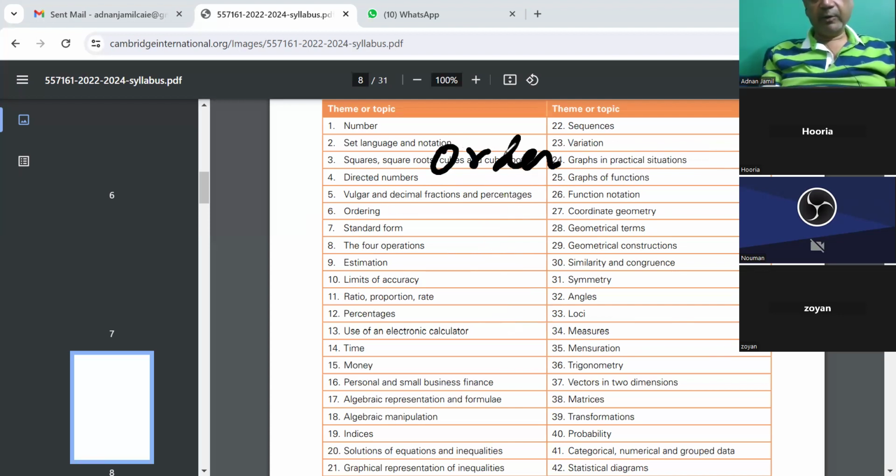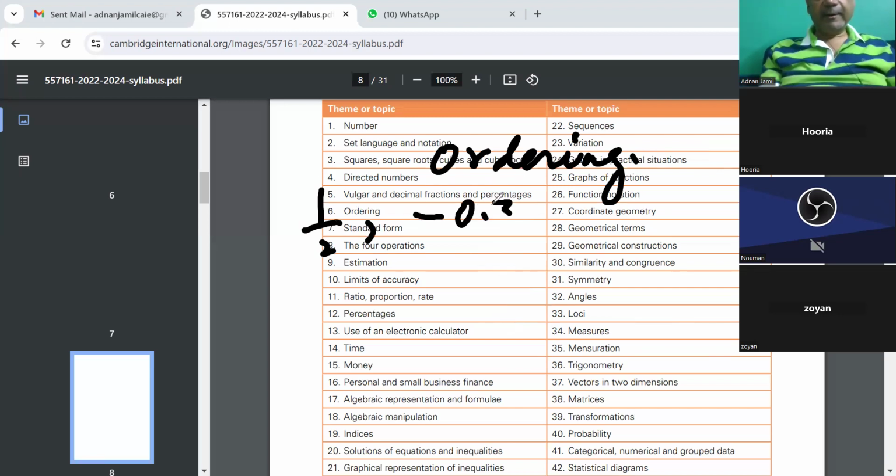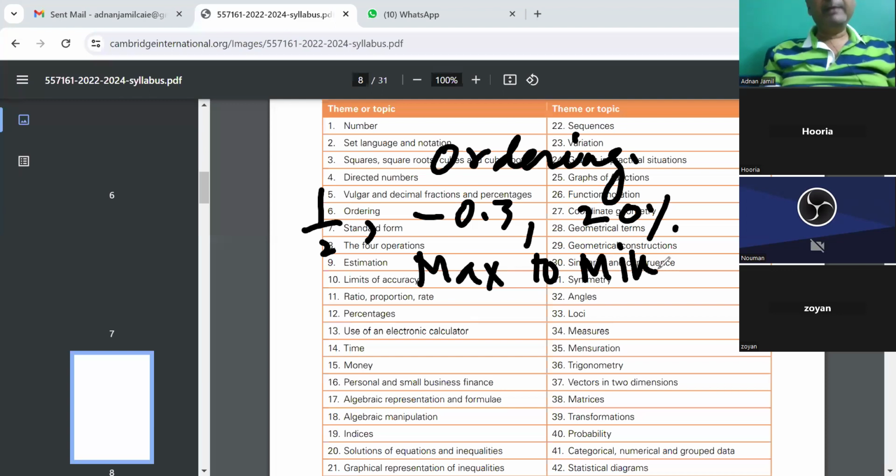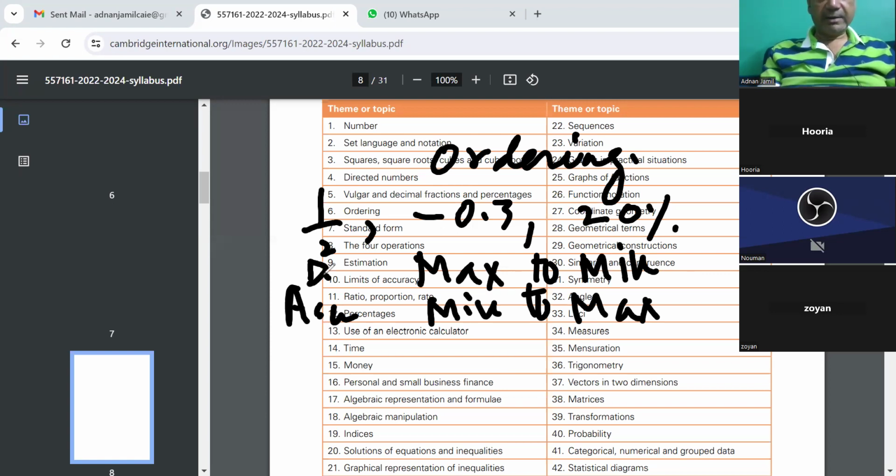Ordering is very important. There will always be one question on ordering in your paper one. They give you fractions, decimals, percentages, all sorts of stuff, and then you have to write these numbers from maximum to minimum, or minimum to maximum, depending upon the question. Minimum to maximum is called ascending order. Maximum to minimum is known as descending order. These two things you have to remember.